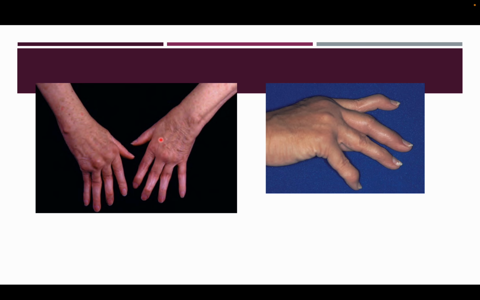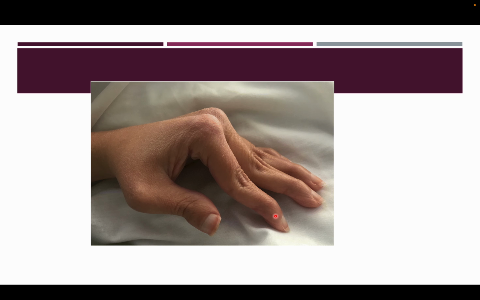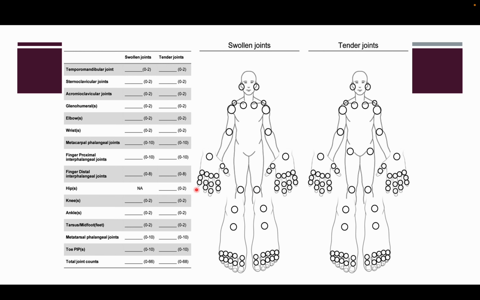These are deformities classically seen in rheumatoid arthritis. Here again you can see swan neck deformity. This is thumb deformity in the case of rheumatoid arthritis. I'll discuss the rheumatoid arthritis deformities in detail when I'm discussing rheumatoid arthritis, but these are deformities you can see. So these are all the joints you should examine.